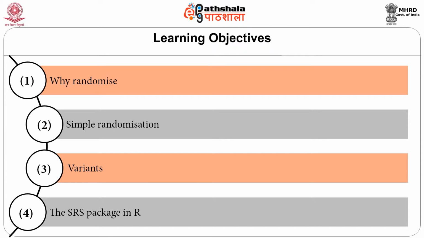Learning objectives for this module. We shall look at first the justification for randomized allocation. So why randomize? Next, we shall look at the simplest case where it is necessary to randomize patients to two arms of a clinical trial. We shall look at some variants considering the cases where patients arrive in a sequential manner and also methods which guard better against accidental bias. Finally, we shall look at the SRS package in R which provides a means for minimization based randomized allocation.